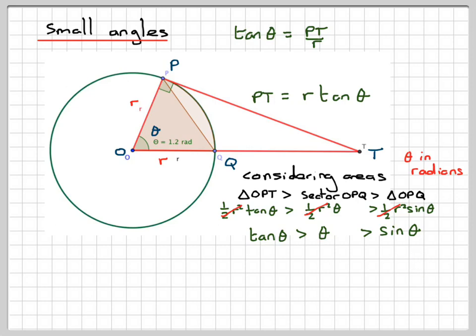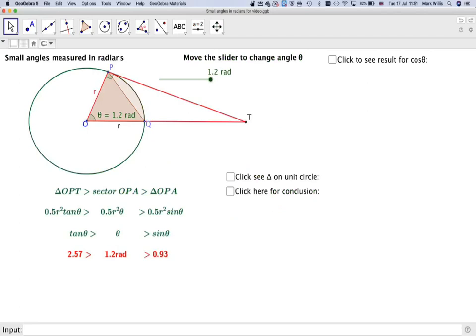So we're left with the idea that tan theta must be bigger than theta, which must be bigger than sine theta. Now, for small theta, we'll go to an applet, and the link to the applet I will include in the notes of this video. So we've got the same situation here: tan theta is bigger than theta, which is bigger than sine theta. At the moment, tan theta has a value of 2.57 for 1.2. The angle's 1.2, and sine theta is 0.93.